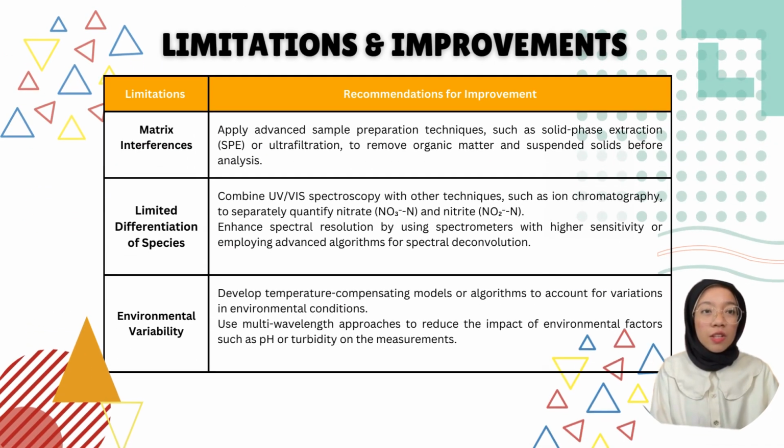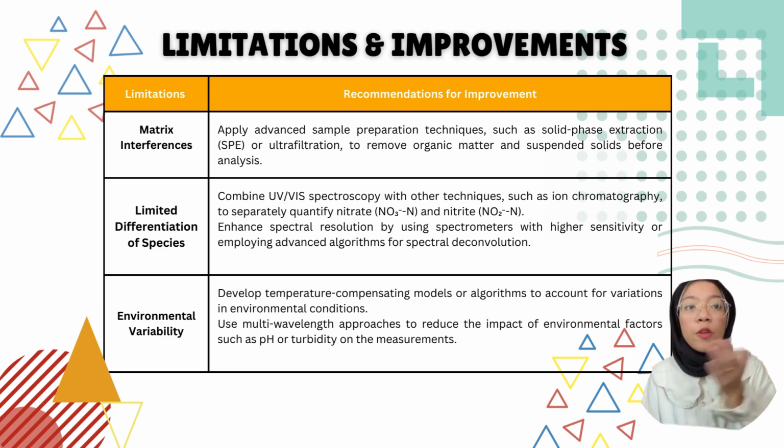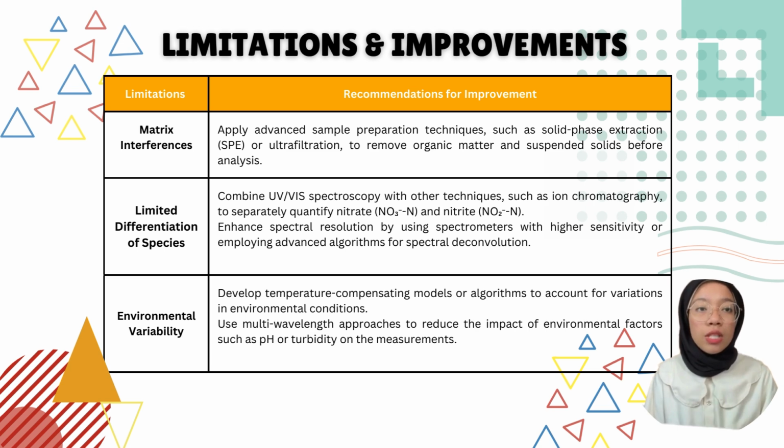While UV spectroscopy offers numerous advantages for nitrate analysis, it is not without limitations. However, targeted recommendations for improvements can significantly enhance the method's performance and its applicability. One major challenge is matrix interferences. It is caused by organic matter, turbidity, or suspended solids, which can obscure the nitrate signals in the UV regions.